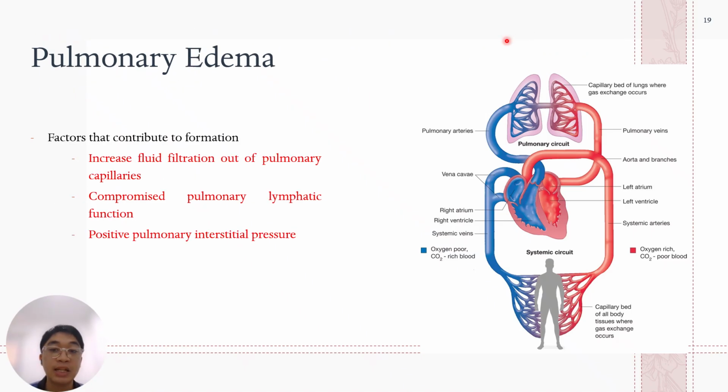Okay, so let us now talk about what pulmonary edema is all about. Pulmonary edema is excessive fluid that is located in our pulmonary system. The factors which contribute to the formation of pulmonary edema are the following. It can be due to an increased fluid filtration outside of the pulmonary capillaries, a compromised pulmonary lymphatic function, and a positive pulmonary interstitial pressure, which pushes fluid outside the capillaries.